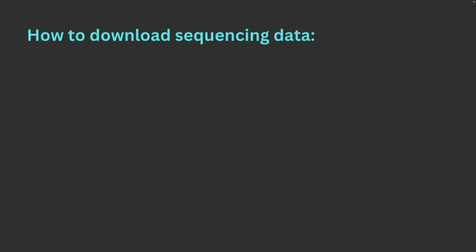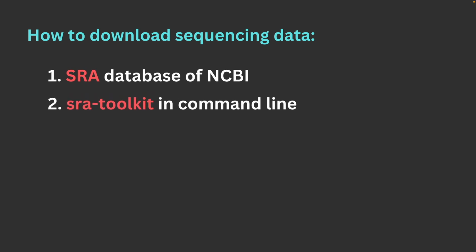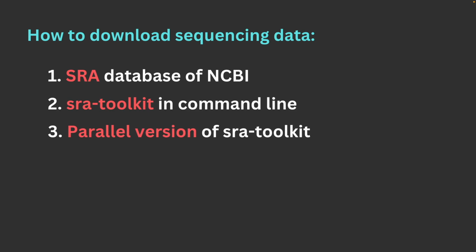In this video series, I will show you how to download sequencing data from SRA database of NCBI. Next, by using SRA toolkit in command line. Also, how to use parallel version of this tool to download faster. Finally, a more generic parallel script for downloading different types of data.